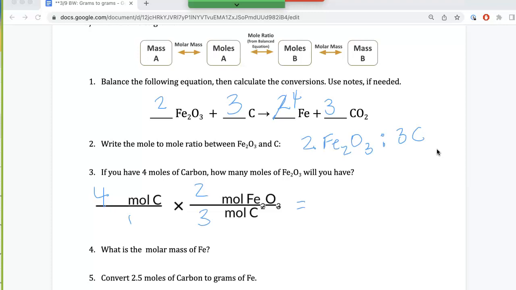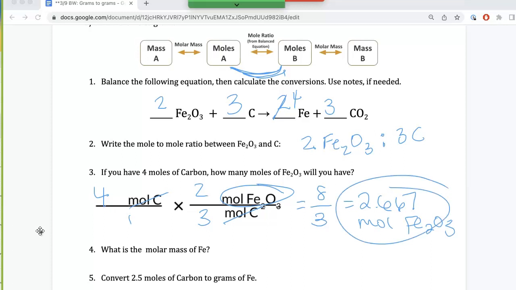And again, I know that I'm getting that from the coefficients because I look at my mole-to-mole ratio from the balanced equation. Multiply that out, and I get 8 on top. 1 times 3 is 3, and I see my units have canceled. And then all I need to do is 8 divided by 3. And when I do 8 divided by 3 in my calculator, I get 2.667, and that would be moles of Fe2O3, because that's what I'm ending with.